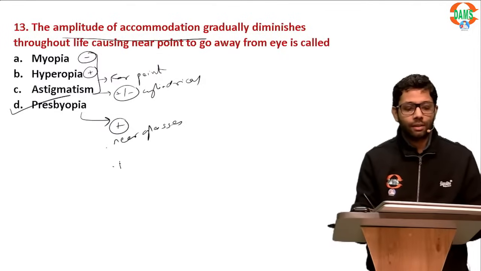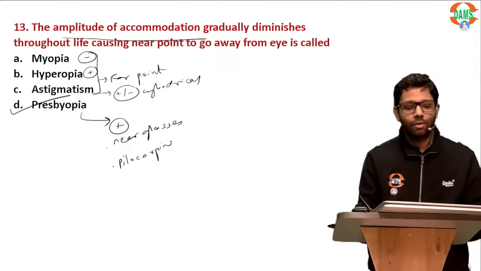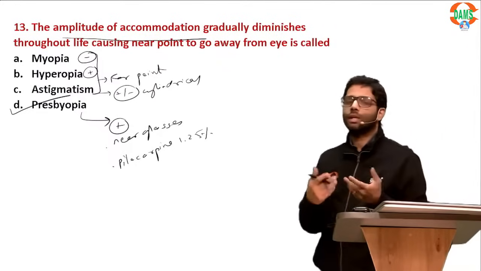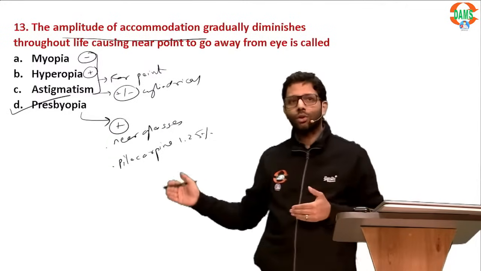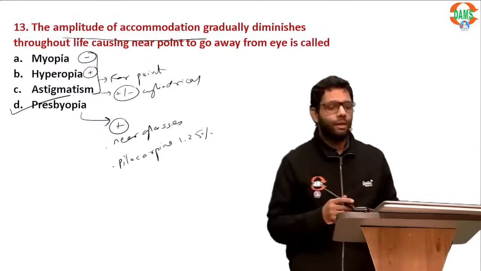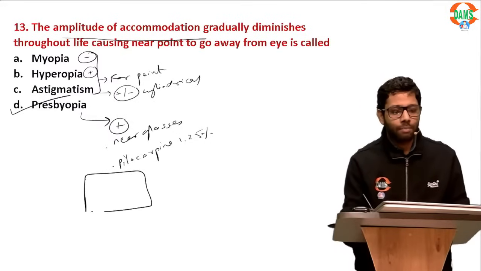And which drug can assist accommodation? 1.25% pilocarpine can assist accommodation. Ciliary body contraction or zonular relaxation is done by pilocarpine. That can also be done for presbyopia, but near glasses are the main treatment of presbyopia, and that can be in the form of bifocals.